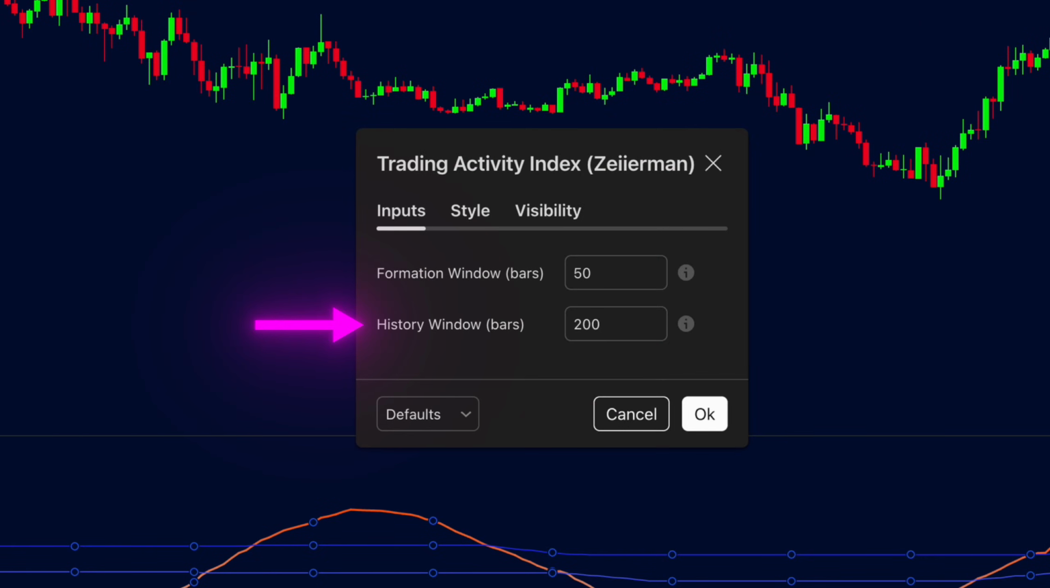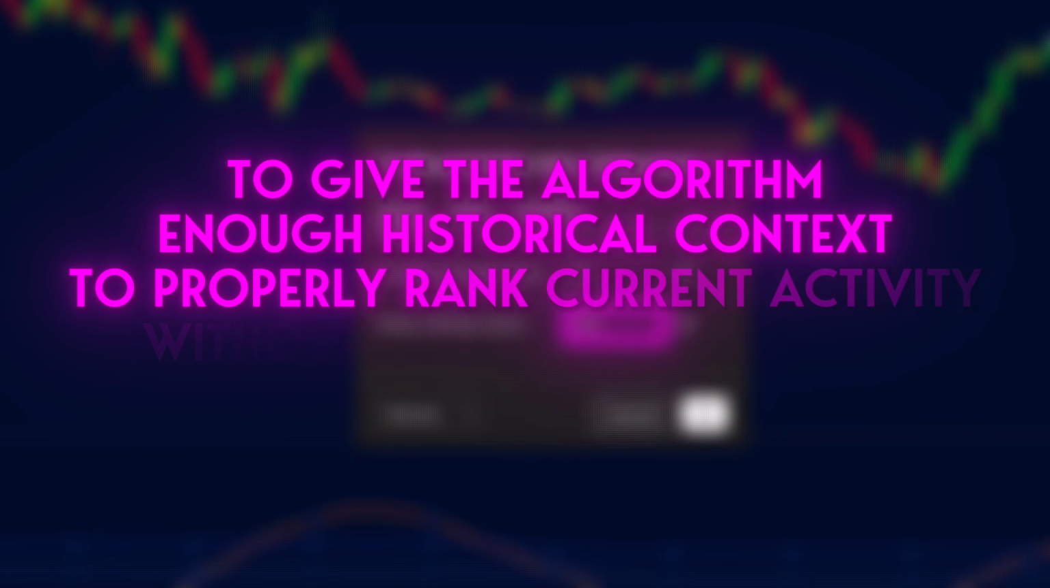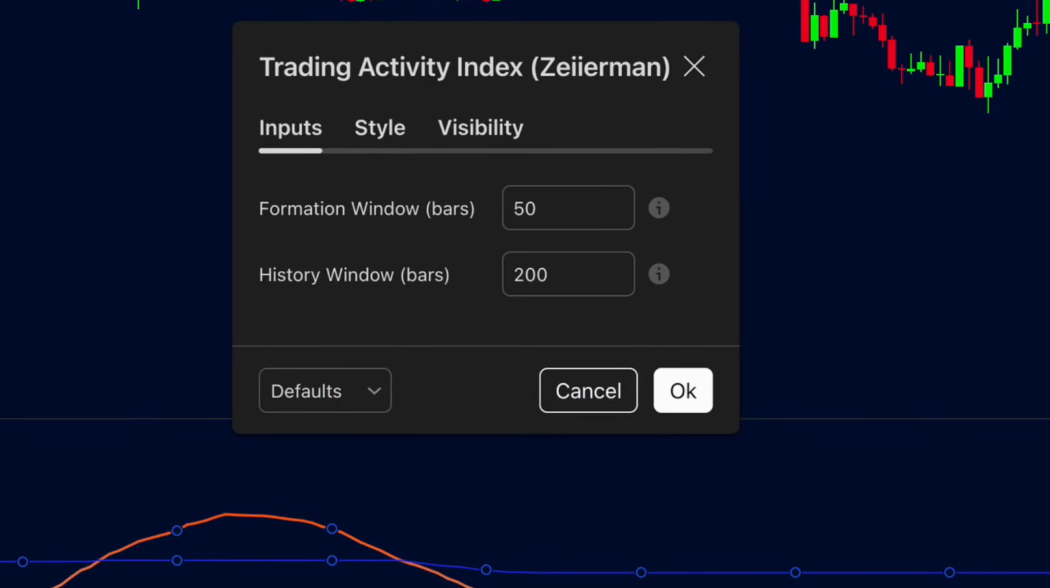Next, adjust the history window, your look-back period for percentile calculations. Set it to 200 bars to give the algorithm enough historical context to properly rank current activity without including outdated market regimes. Once you've adjusted these settings, click OK.